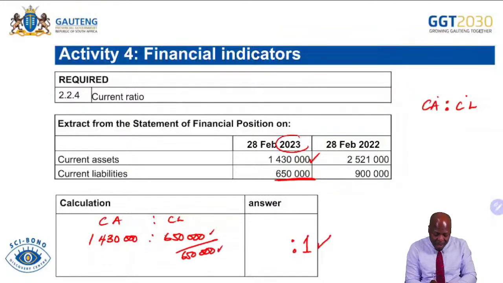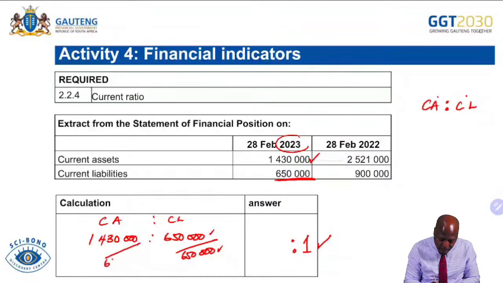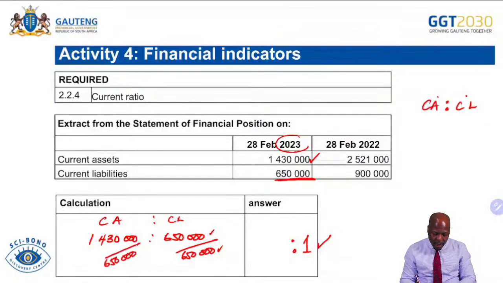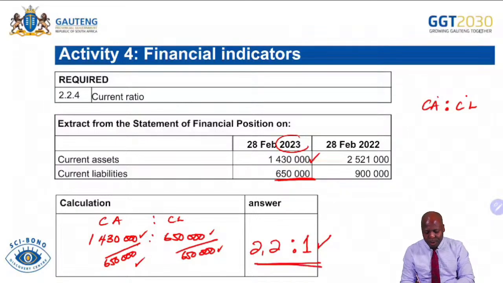You with me? And then I'm going to come now to my current assets. So my current assets, I'm going to divide again by the same 650,000. Okay, how much do you see on your calculator? You are saying 1,430,000 divided by 650,000. How much do you get? Thank you. Someone is saying I have 2.2, so it becomes 2.2 as to 1.